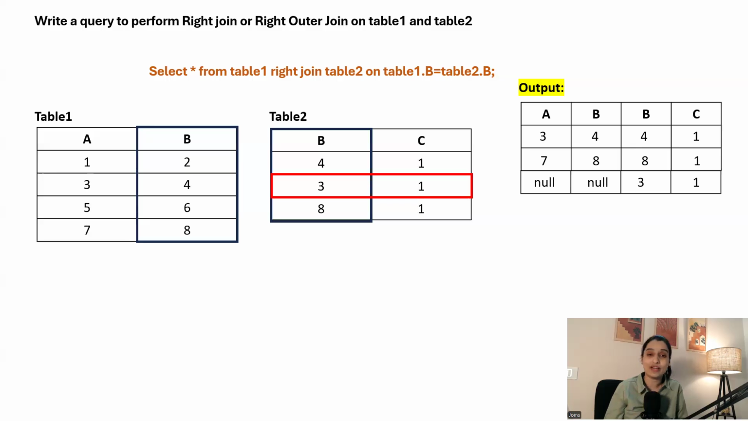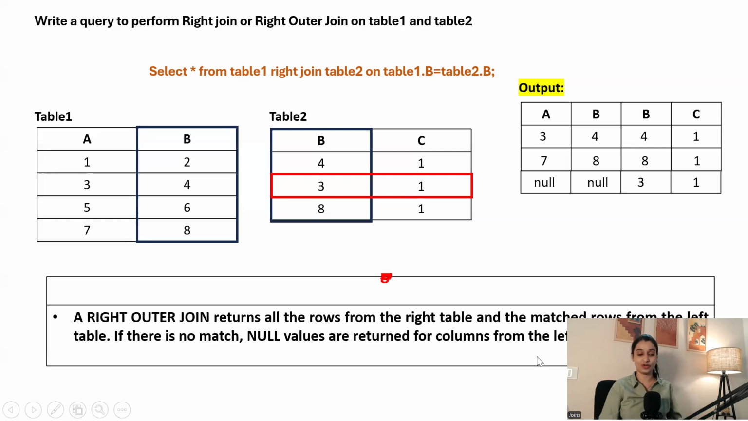So how will you define right join? Right join is the process of joining two or more tables, and it returns all the matching records and non-matching records from the right table. This is how you have to define your right join. You can call it a right join or right outer join. I hope I'm clear with this.